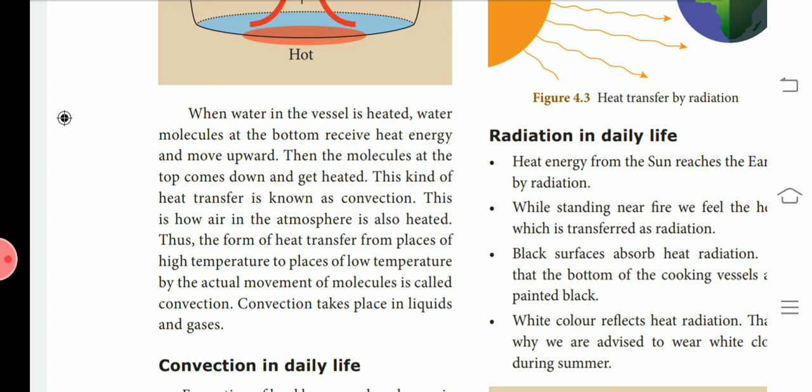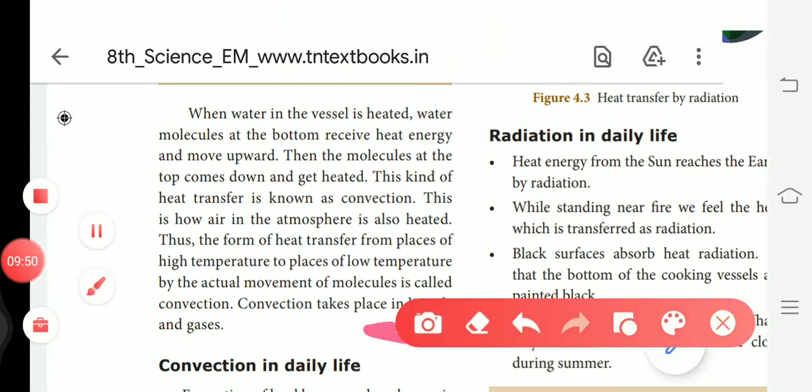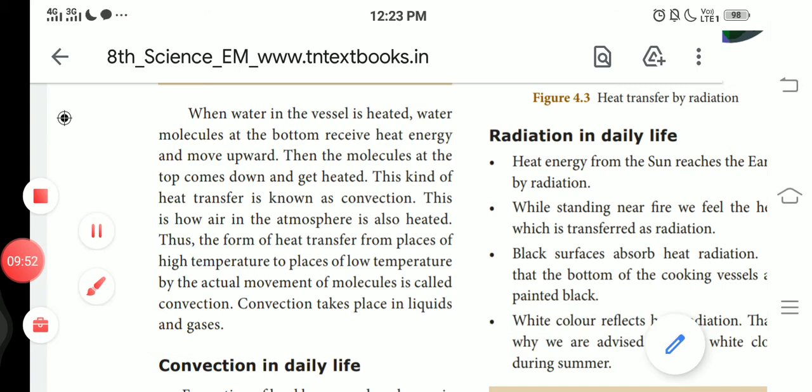with actual movement of molecules. Here you can see molecules move, you can see that. So there will be actual movement of molecules here. Whereas in conduction there won't be any movement of molecules or atoms. And conduction takes place only in solids, whereas convection takes place in liquids and gases. So that is the difference between convection and conduction.